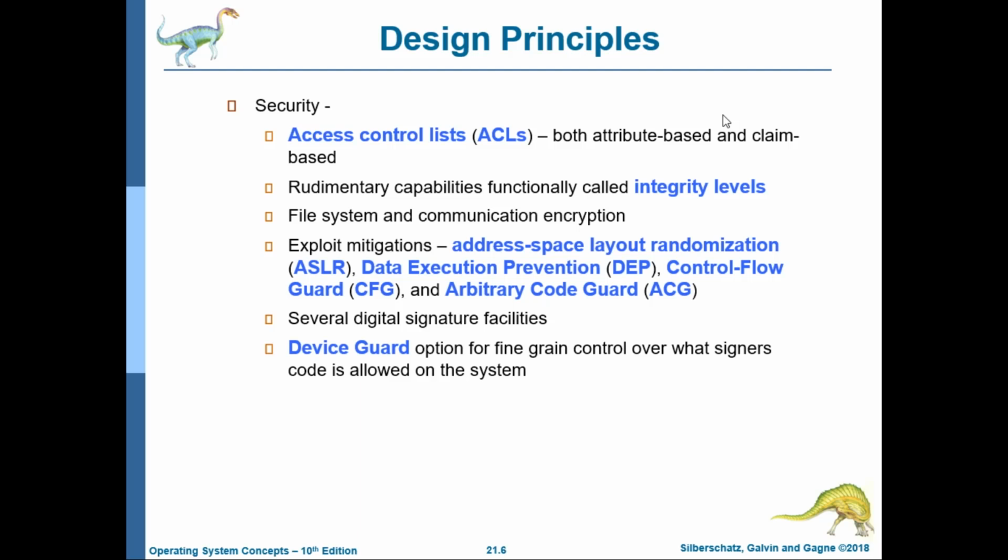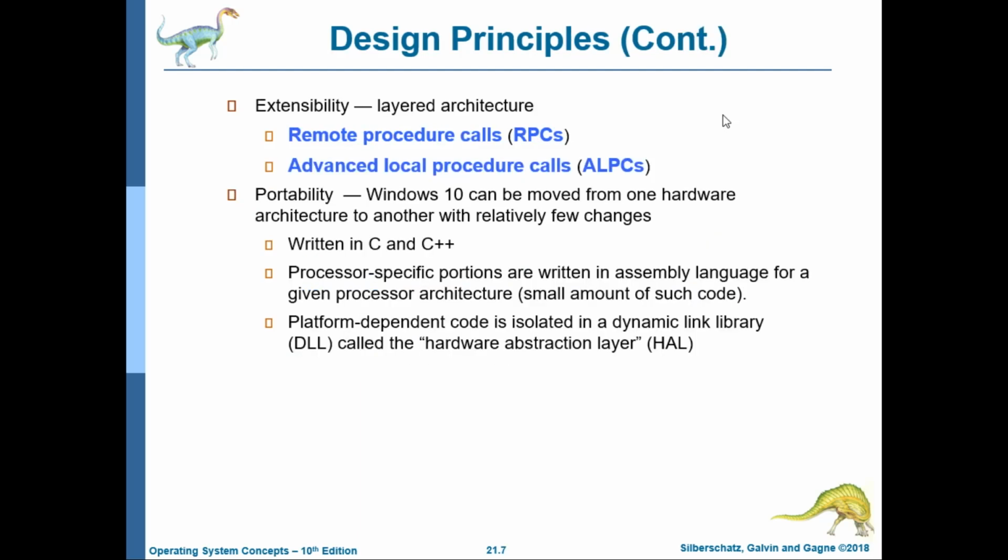And then also, for security, they have several digital signature facilities. And then we have the device guard option for fine-grain control over what signer's code is allowed on the system. So we also have extensibility. It is a layered architecture for Windows 10. It uses remote procedure calls and advanced local procedure calls. ALPC is a method used for communication between two processes on the same machine.